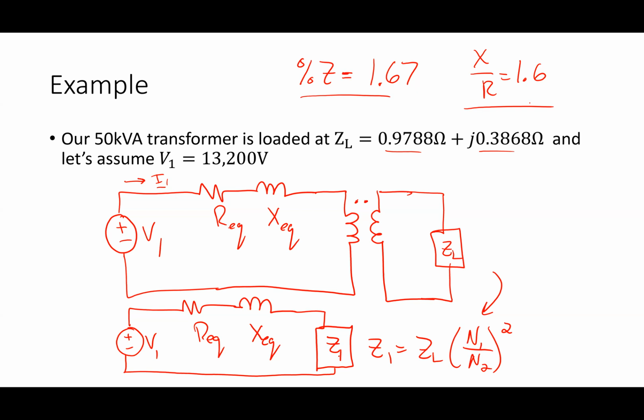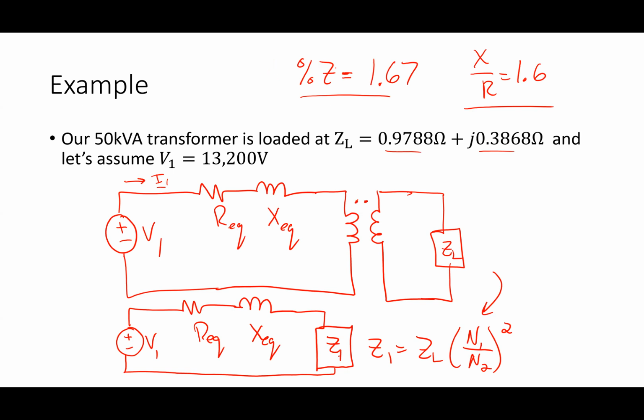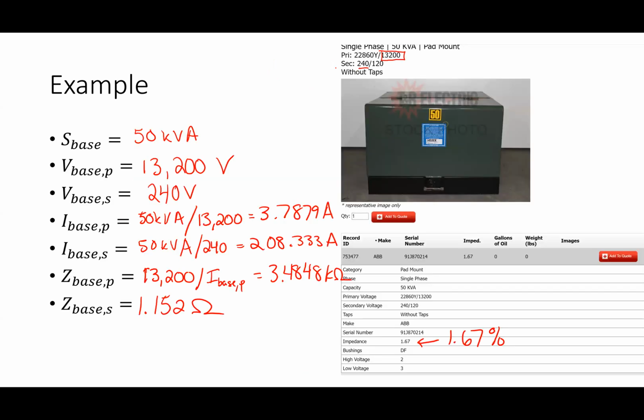So help me out with this. Yes, I can map it to a real impedance by saying it's 1.67% times my base impedance. All right, so my base impedance, I said that my Z base on the primary side here was 3.4848 kΩ.